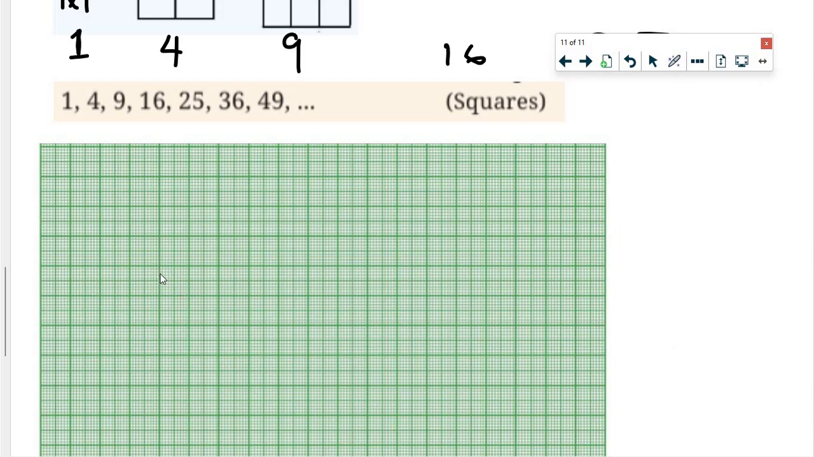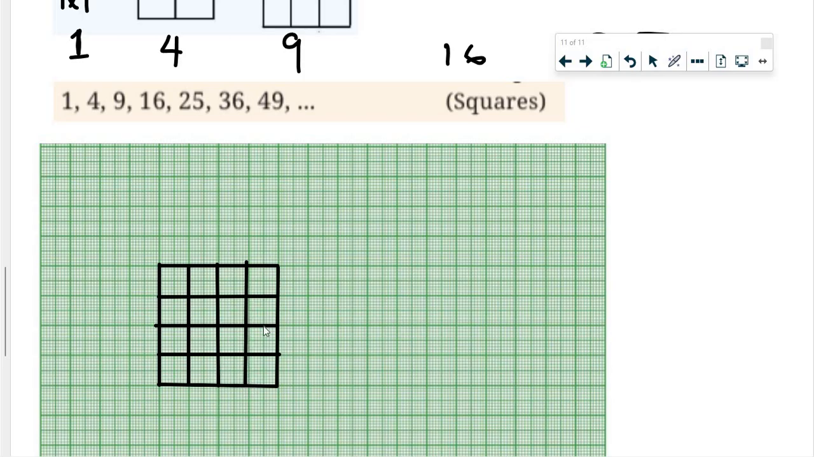Count 4 boxes. 1, 2, 3, 4. Then you have 1, 2, 3, 4. Then you have 1, 2, 3, 4. Then you have 1, 2, 3, 4. And then cut this into 1, 2, 3, 4.